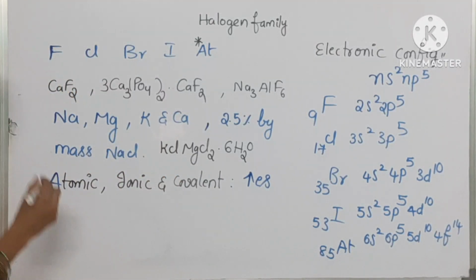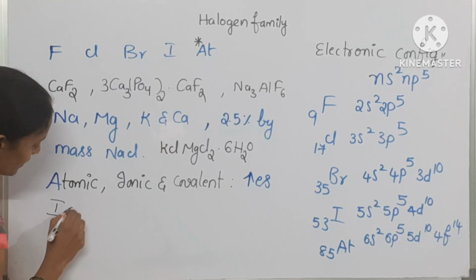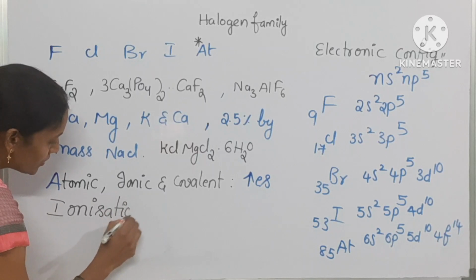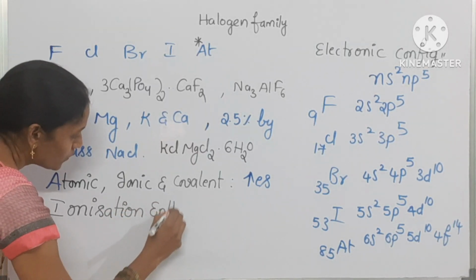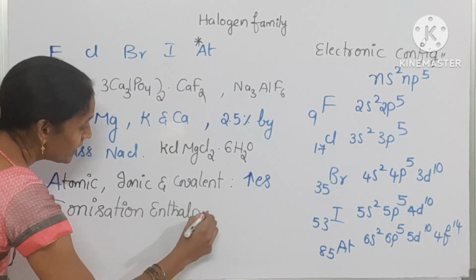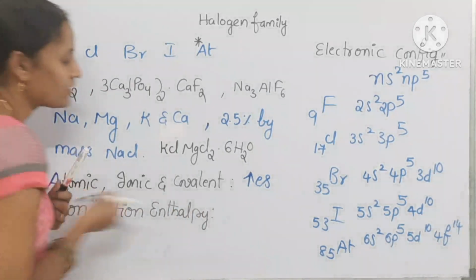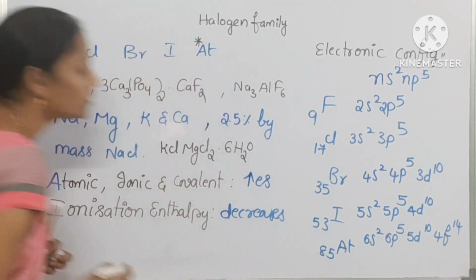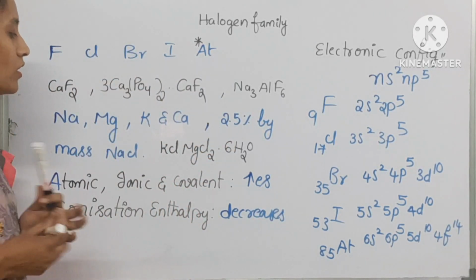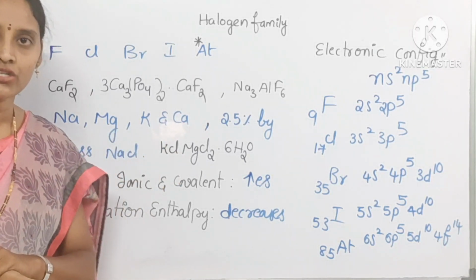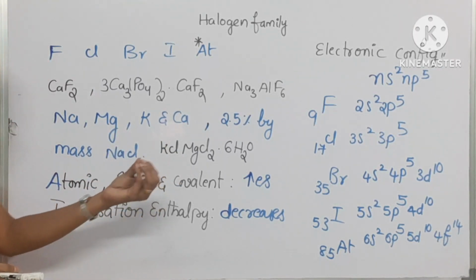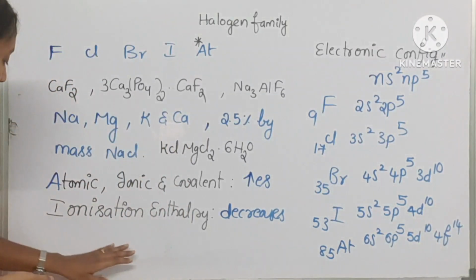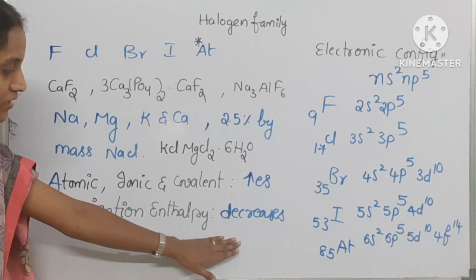Then you can see ionization enthalpy. This decreases down the group. Ionization enthalpy decreases down the group because size increases, so the force of attraction towards the outer shell will decrease. That is the reason removing an electron from the outer shell is going to be very easy. So ionization enthalpy decreases down the group.